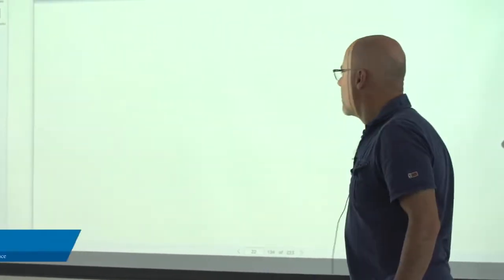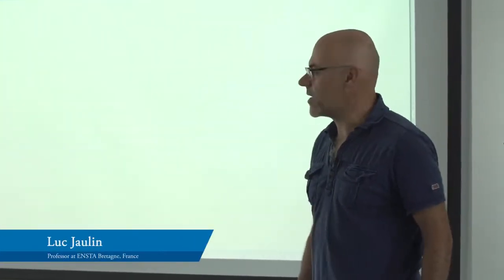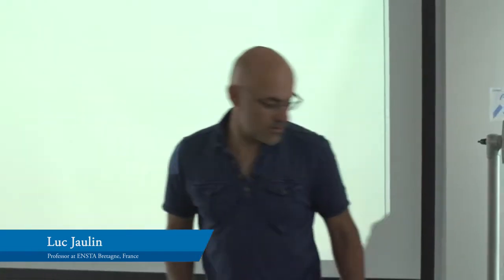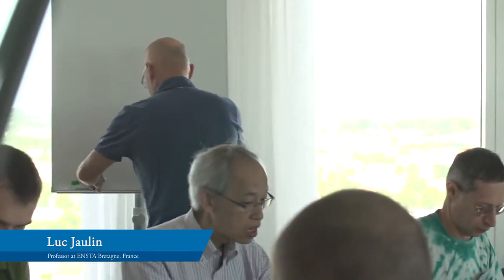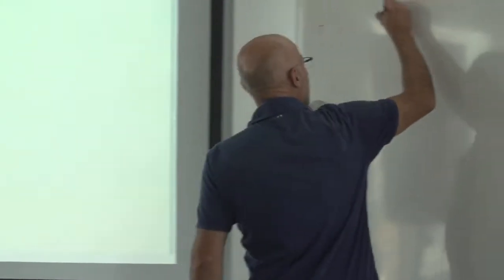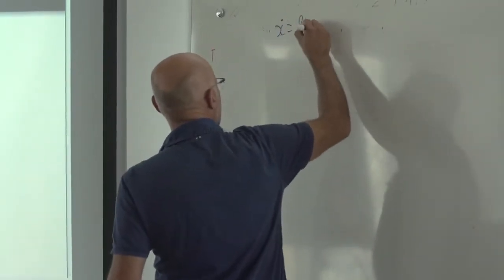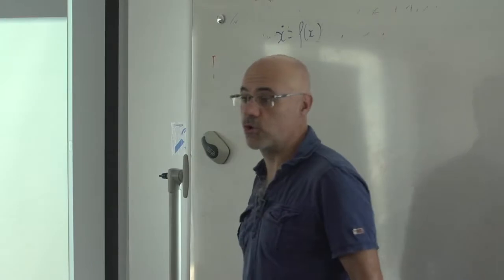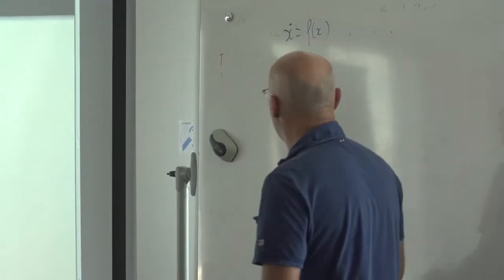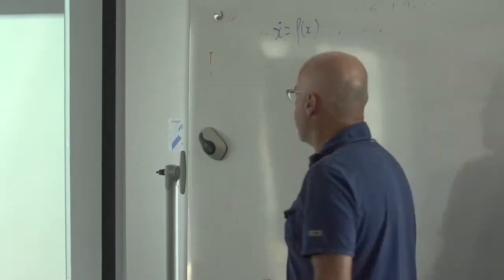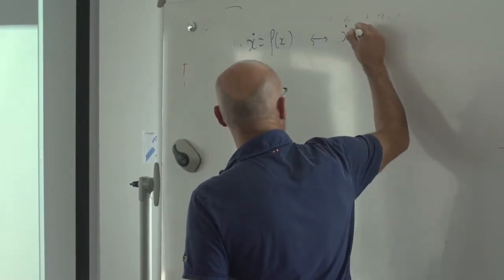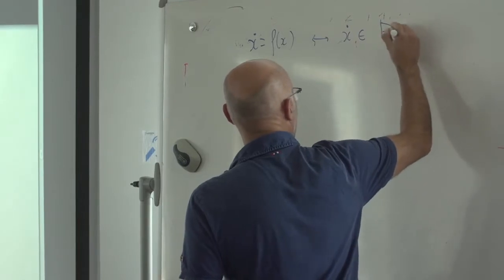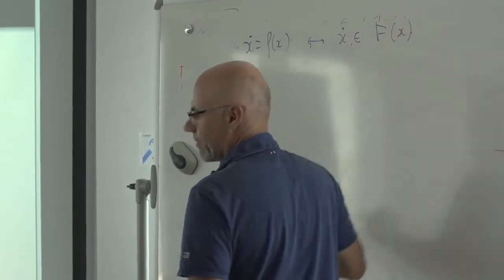Good. So today I will speak about dynamical systems. What is, for us, a dynamical system? A dynamical system is something of the form x dot equals f of x. So we can assume here that it is autonomous. But now, due to uncertainty, sometimes we prefer to represent it like this: x dot belongs to a set F which depends on x.